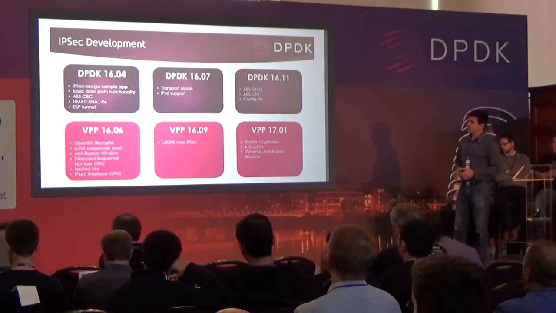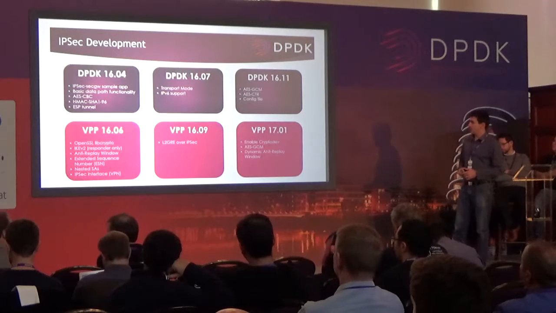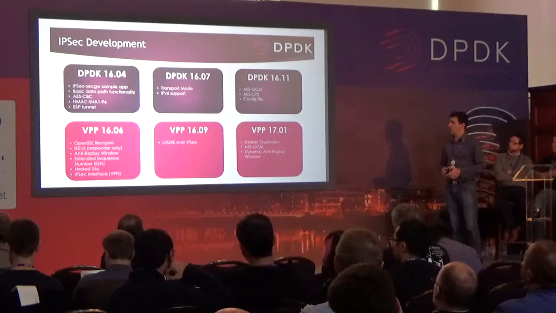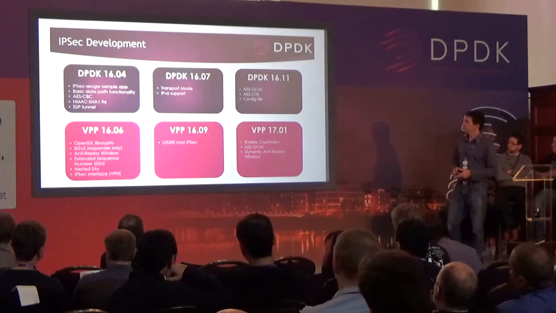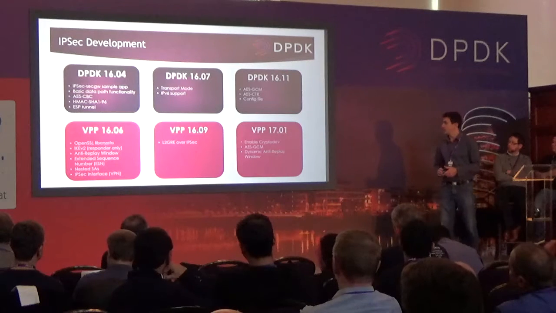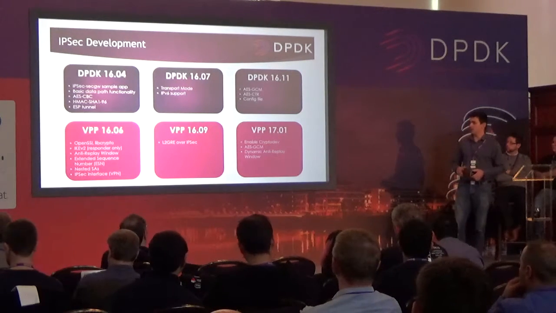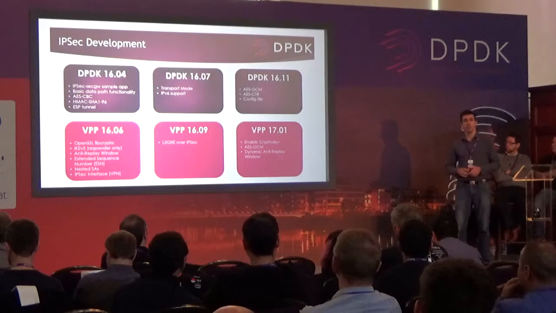In DPDK 16.07, we introduced transport mode and IPv6, and in 16.11, we're introducing GCM, counter mode, and a config file. Now, that will be the last development that we're doing on that DPDK sample app. The reasons, like I mentioned, are that we are lacking a lot of features.